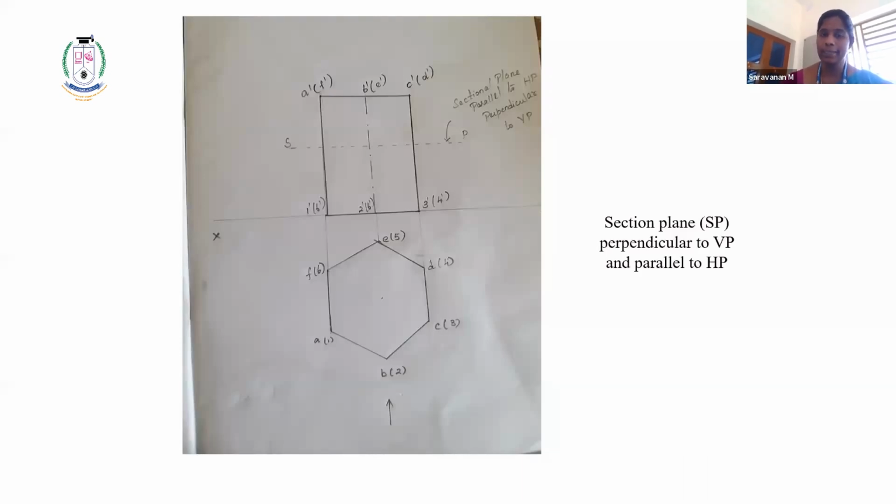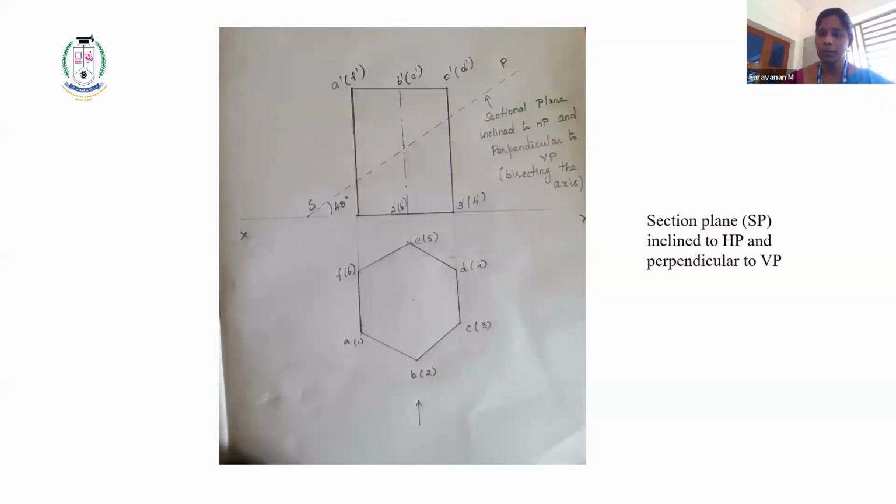That's what I denoted here, that SP refers to sectional plane. Okay, or else cutting plane. So in the diagram itself it is shown, sectional plane parallel to HP and perpendicular to VP. That means your sectional plane is parallel to XY. So next one, sectional plane inclined to HP and perpendicular to VP. Okay, for example, here I have taken the sectional plane 45-degree inclined to HP.